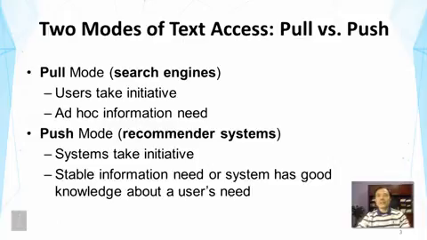So this is a slide that you have seen before when we talked about the two different modes of text access, pull and push. And we mentioned that recommender systems are the main systems to serve users in the push mode, where the systems would take initiative to recommend the information to user or to push the relevant information to the user. And this often works well when the user has a relatively stable information need, when the system has a good knowledge about what the user wants.